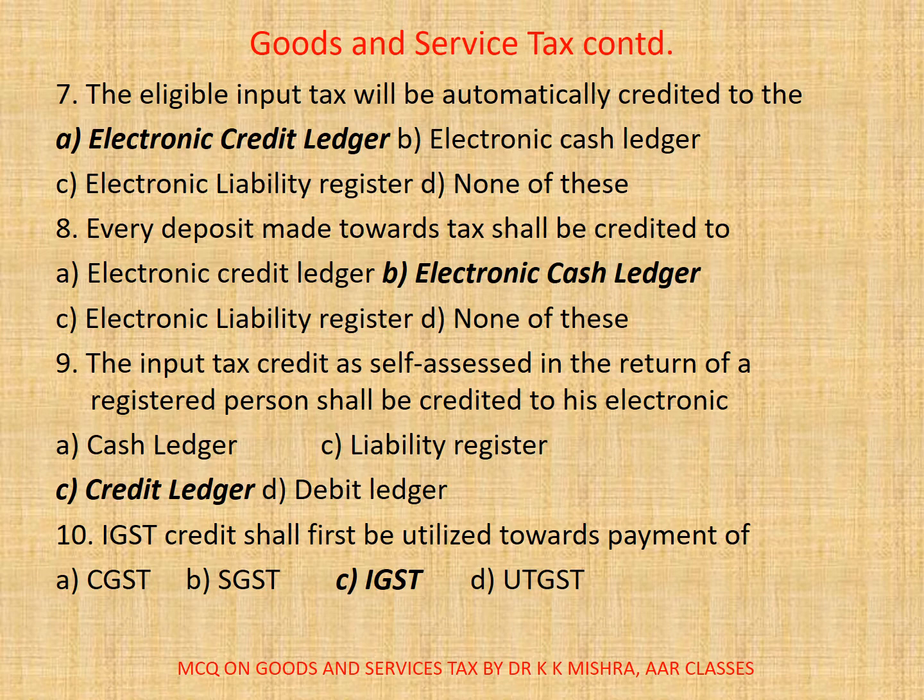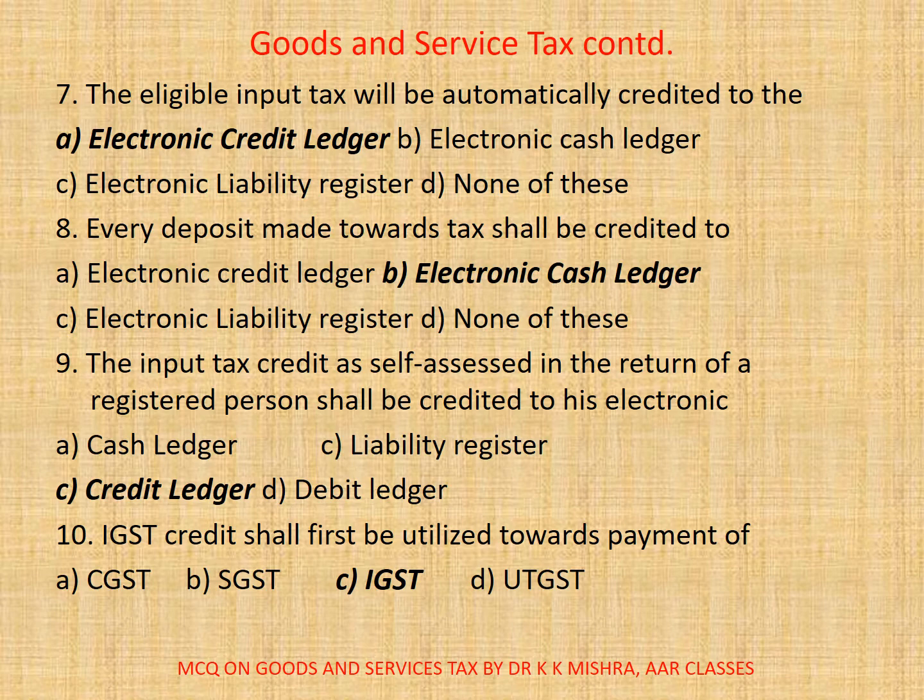9. The input tax credit as self-assessed in the return of a registered person shall be credited to his electronic: A. Cash ledger, B. Liability register, C. Credit ledger, D. Debit ledger. So here the correct option is C. Credit ledger.